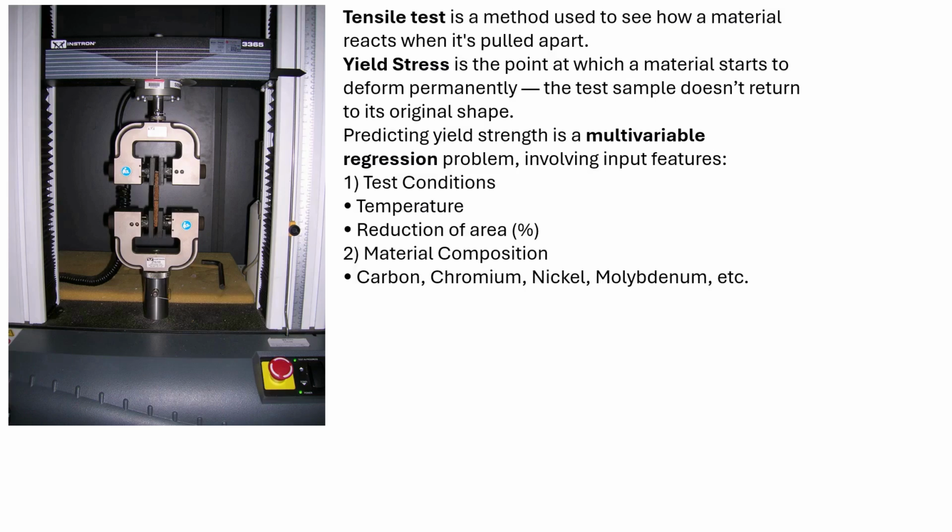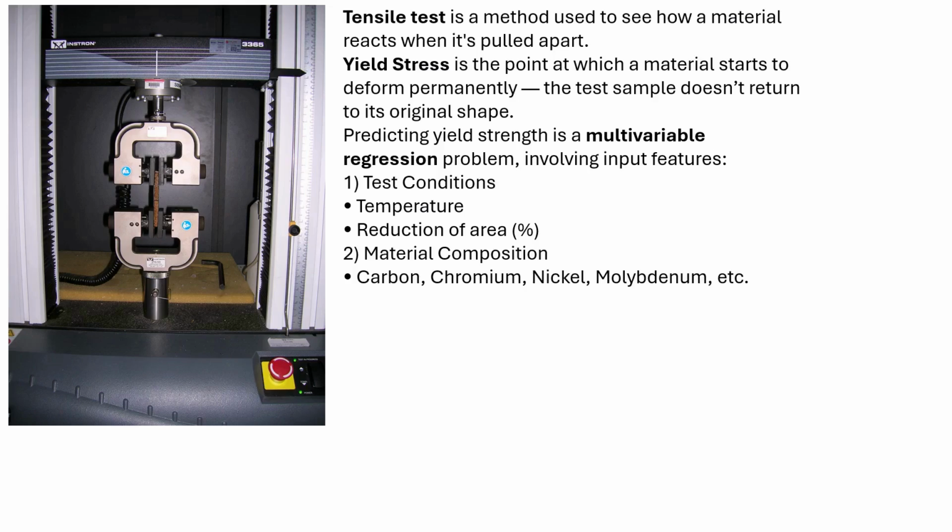Now that we've introduced multivariable regression, let's take a look at a real-world example. In this case, we'll be working with data from tensile tests, a common method used to evaluate the mechanical properties of materials. Our goal is to predict yield strength, a key indicator of how much stress a material can withstand before it begins to deform permanently.